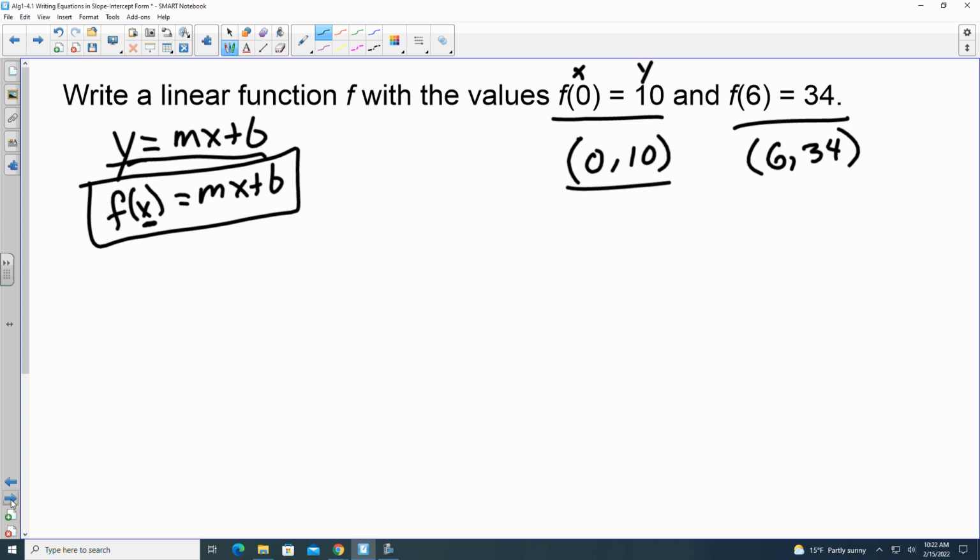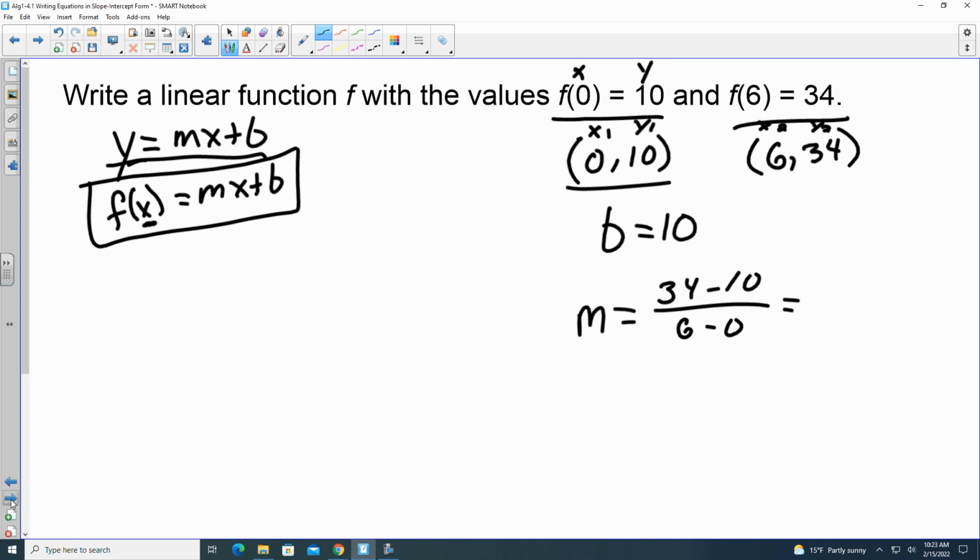So if you notice, they gave us the y-intercept, so that means that b is equal to 10 here, and I would use the slope formula to help us solve this. So again, x1, y1, x2, y2, so this would be 34 minus 10, all divided by 6 minus 0, which gets us 24 over 6, and that gets reduced to 4. So my function notation would be f of x is equal to 4x plus 10.